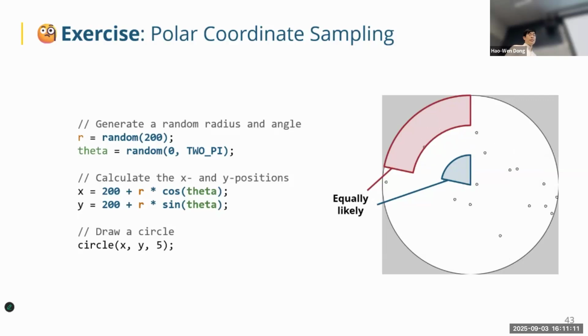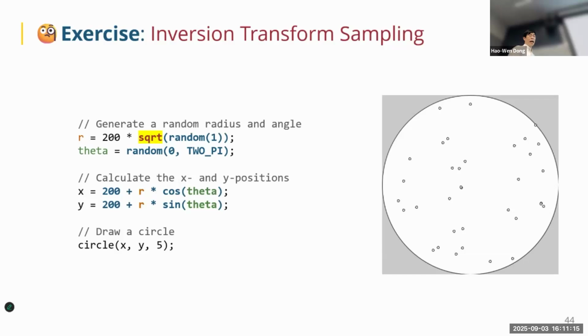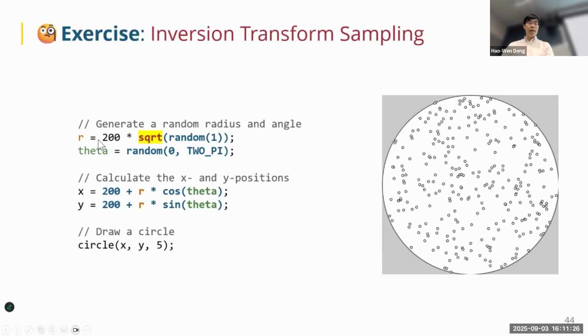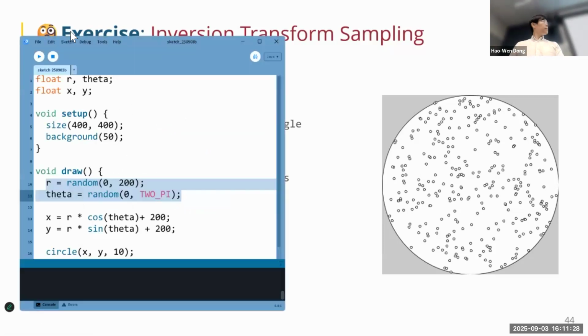So how to fix it? Unfortunately, there is no easy way. The trick is that you just add the square root here and somehow it works. So what we want is that now, rather than just r equals random 0 to 200, we do it the other way.